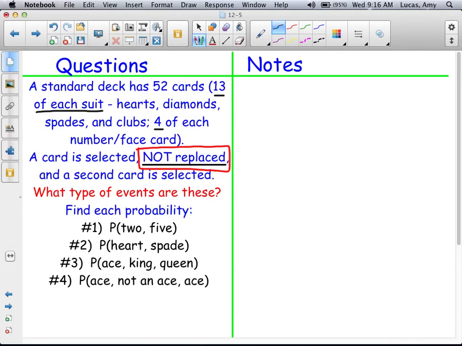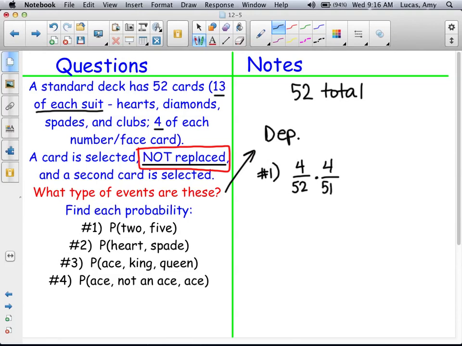Okay, so now the first probability here. And what type of events are these? These are dependent events because a card is selected and it's not being replaced. You're keeping it out of the deck. And there are 52 total cards to begin with. Okay, so my first problem, probability of getting a 2 and then a 5. There are 4 2s out of 52 cards. I'm not putting it back. Then there are 4 5s, but there are only 51 cards left in my deck.